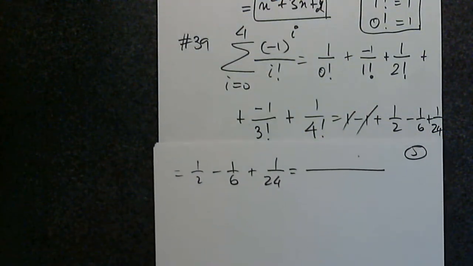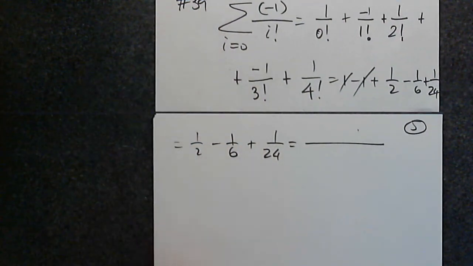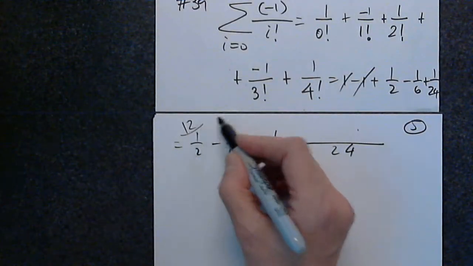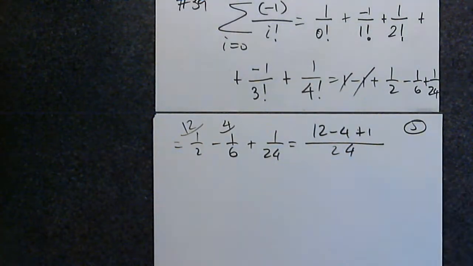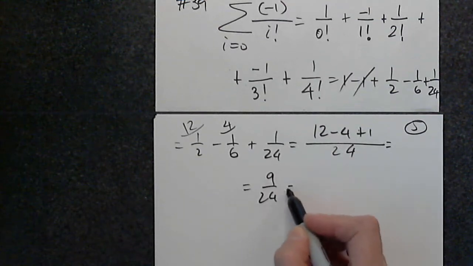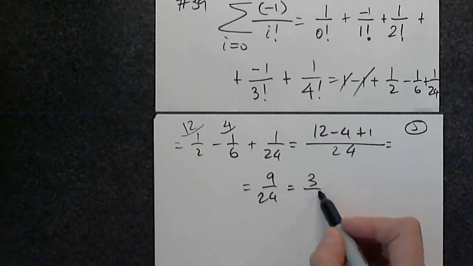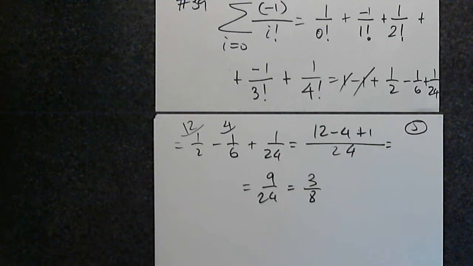The least common denominator is 24, perfect. So this needs a 12 and this needs a 4. So this is 12 minus 4 plus 1, which is 13 minus 4, which is 9 over 24, and simplified by 3, 3 over 8. Any questions?